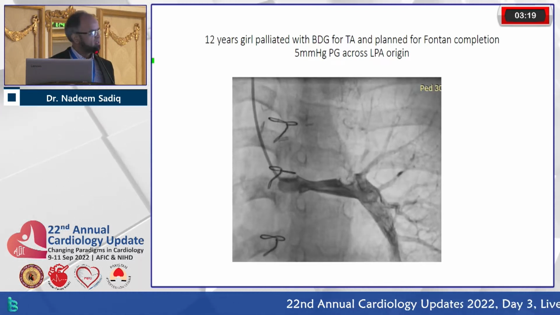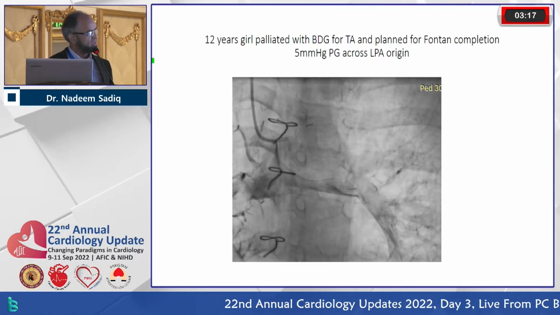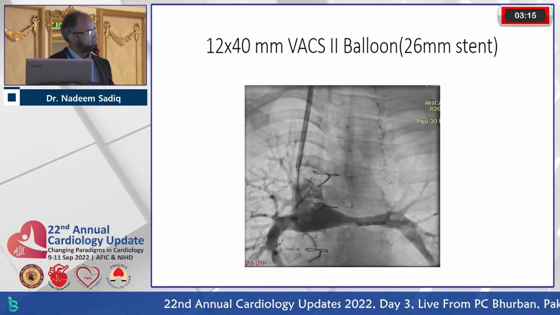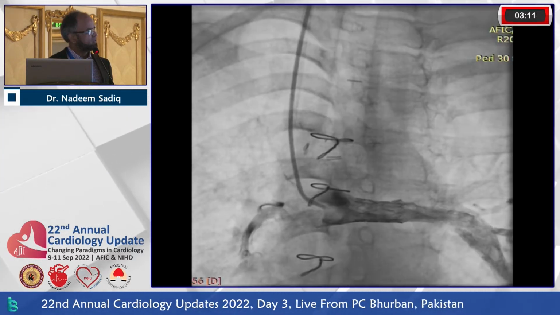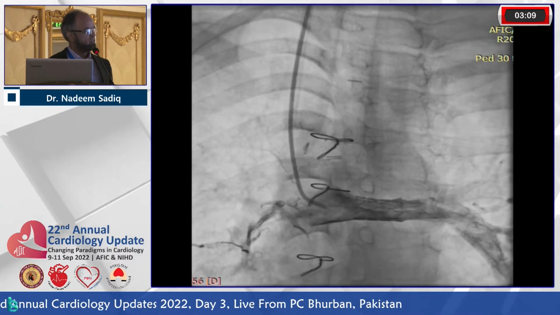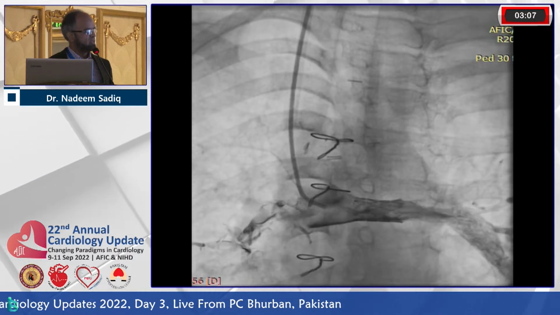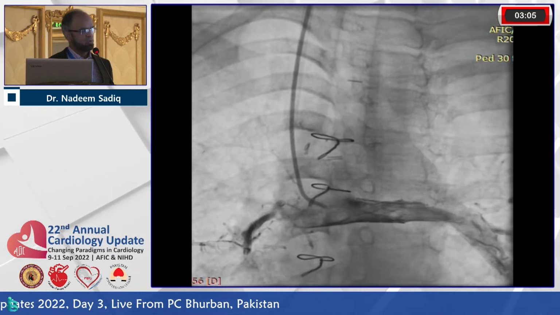So a 26 millimeter stent was mounted on the balloon and was deployed at the appropriate site. And after deployment, this was the final result. There was no gradient. The patient underwent Fontan completion and is on regular follow-up.